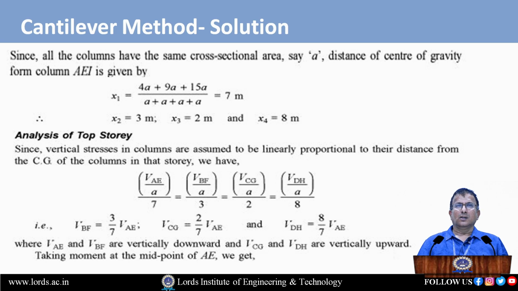You know that VAE and VBF, that is the forces in the members AE and BF, will act vertically downwards because the frame should fulfill the equilibrium condition. So based on the equilibrium equations, we can know that VAE and VBF will be acting in the downward direction. The remaining two forces, VCG and VDH, will be vertically upwards.